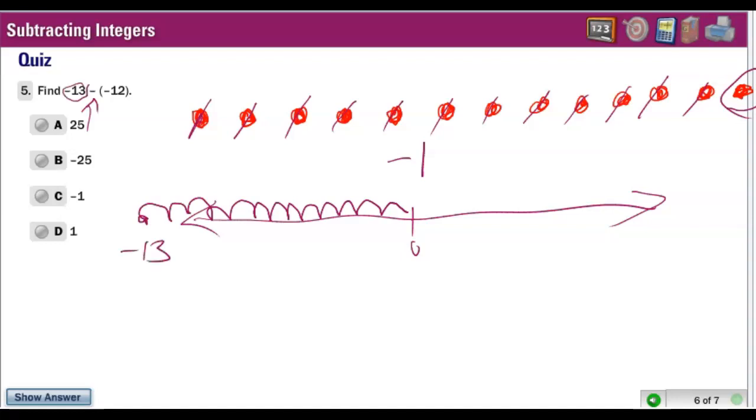Okay, so we were to minus 12, right? When we subtract, we go less, right? So you would jump this way if you were minus 12. You would go left, right? Minus 12 would go left.